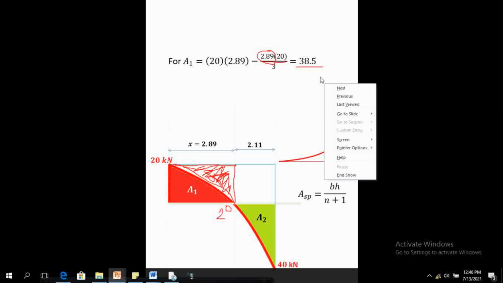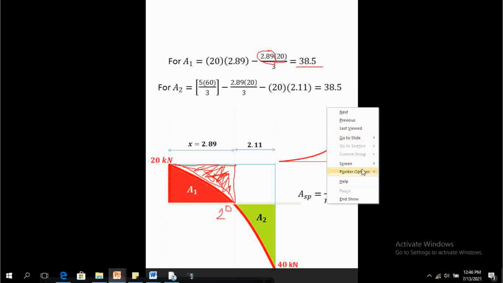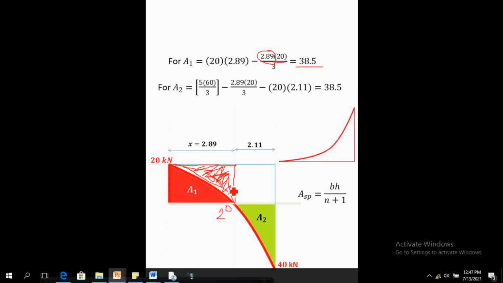Now, for area 2. For area 2, ganito naman yung ginawa ko. Diba, itong buong to is spandrel, yung naka-gray kanina. Kaya ang kailangan ko lang area 2. So, ang ginawa ko dito, yung area ng buong spandrel. Area ng buong spandrel, base, 2.89 plus 2.11 is 5. Times the height of my spandrel.